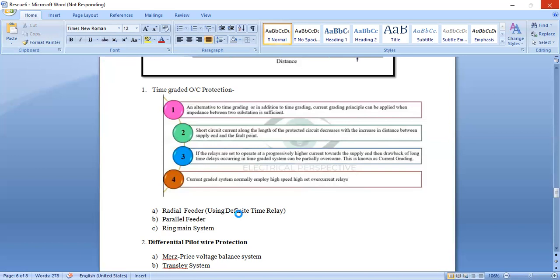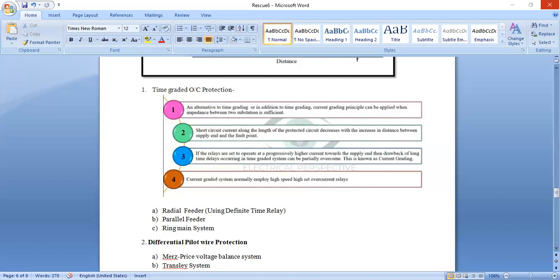Then the first topic is the time graded system. Okay, so in the time graded system, what is the definition for the time graded system? It is the scheme of the overcurrent protection. I already told you it is nothing but the magnitude, that means the current is the magnitude for the transmission line.